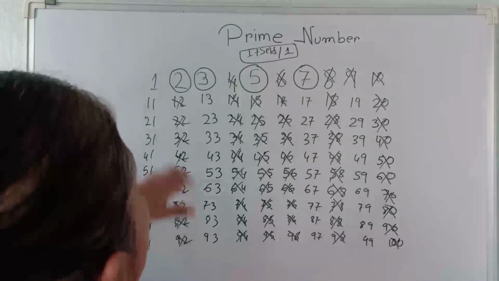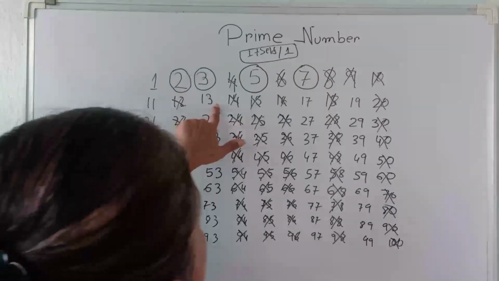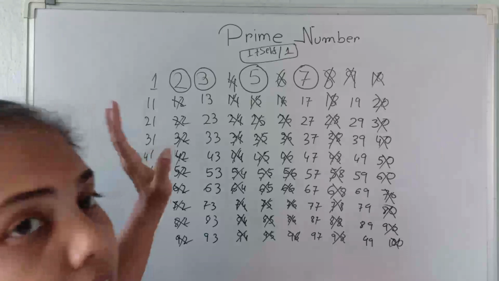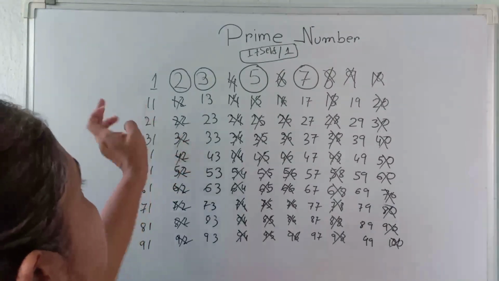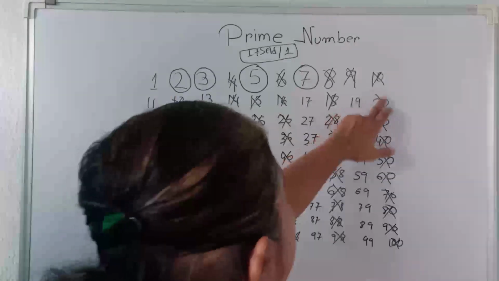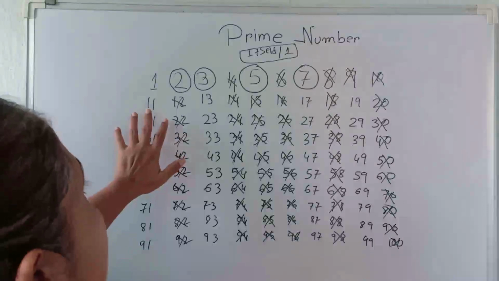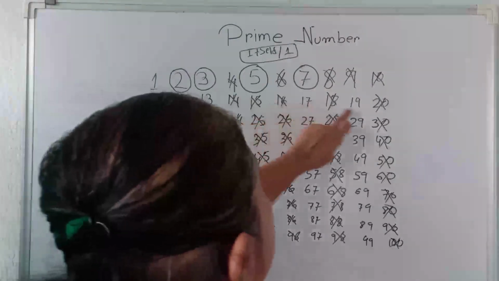So which ones are left? The numbers that end with 1, 3, 7 and 9. So if anyone asks you how many prime numbers there are between 10 to 20, whatever number you are going to check, you only check 4 numbers. The numbers that end with 1, 3, 7 and 9.